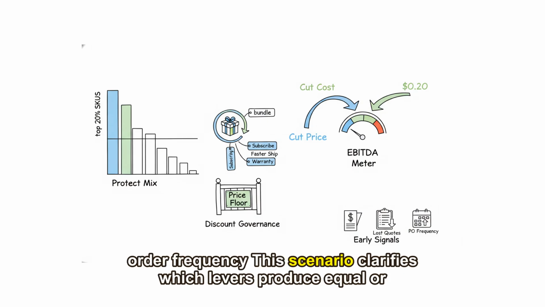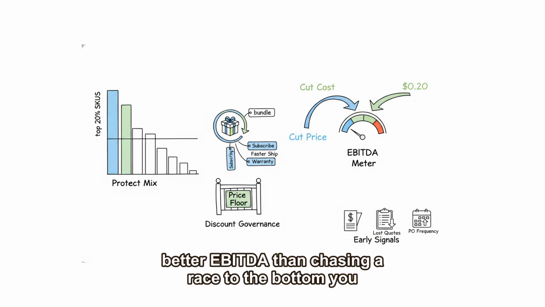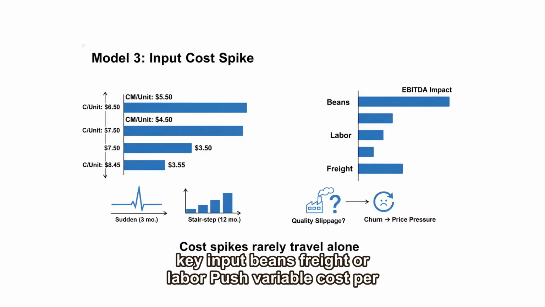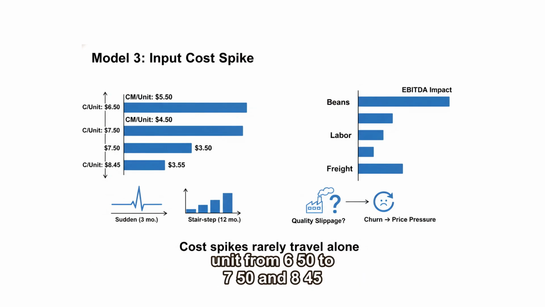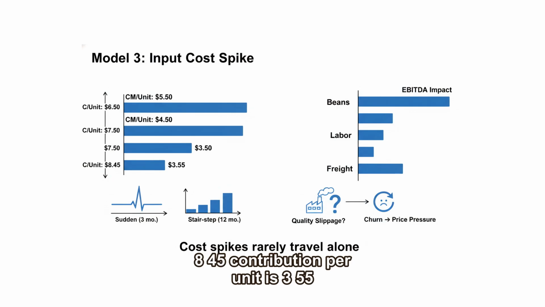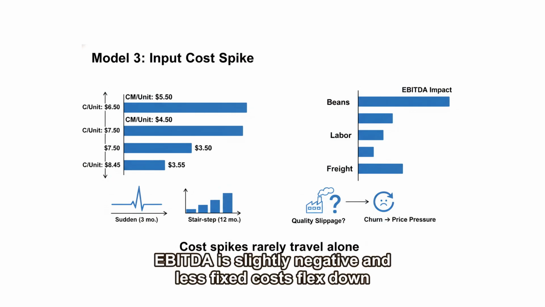The scenario clarifies which levers produce equal or better EBITDA than chasing a race to the bottom you cannot win. Now assume a 15 to 30% jump in a key input: beans, freight, or labor. Push variable cost per unit from $6.50 to $7.50 and $8.45 in 2 steps. At $7.50, contribution per unit drops to $4.50, EBITDA falls from $17,000 to $7,000 at constant volume and price. At $8.45, contribution per unit is $3.55, EBITDA is slightly negative unless fixed costs flex down.